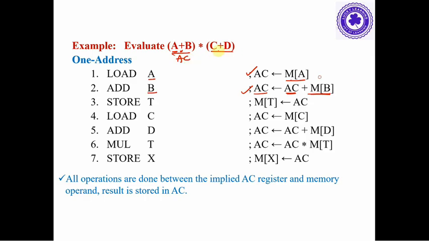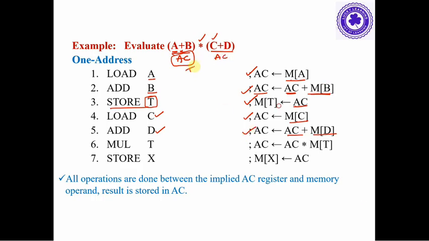Now to perform C plus D, again C needs to be loaded into the accumulator, but the accumulator contains the result of A plus B, which needs to be used to perform the multiplication. That's why the accumulator's result is to be stored into some temporary location, store T. So the accumulator value is stored into some temporary location in the memory. Then load C, load the memory value into the accumulator and add D. That memory value at location D is added with the accumulator. The result is in the accumulator.